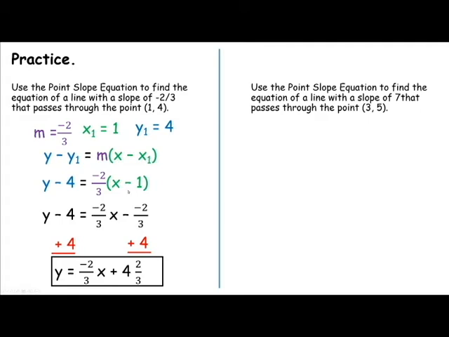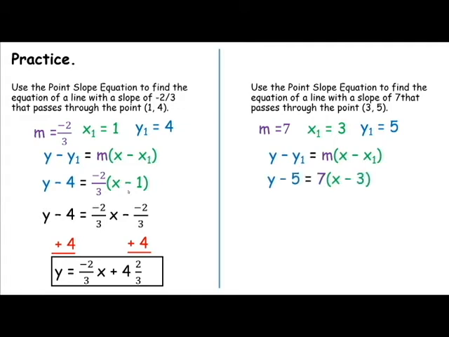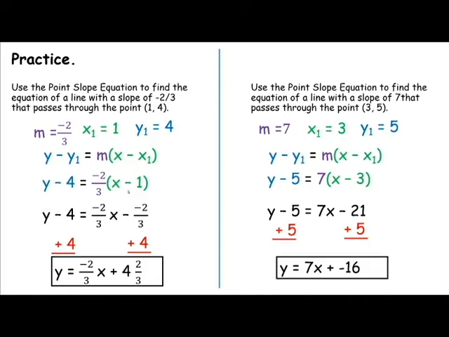Again, pausing the video, you really ought to try this on your own. I'm going to do this one much quicker again. We're given a slope, we're given an x coordinate, we're given a y coordinate. We plug them in, distributive property, property of equality, and there's your solution.